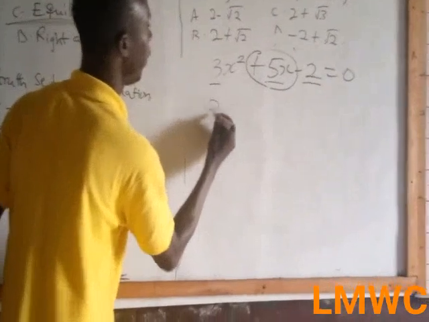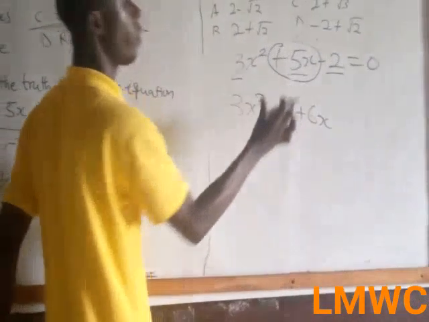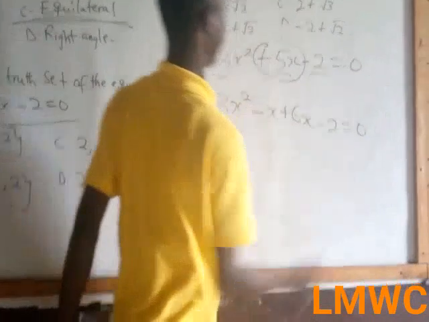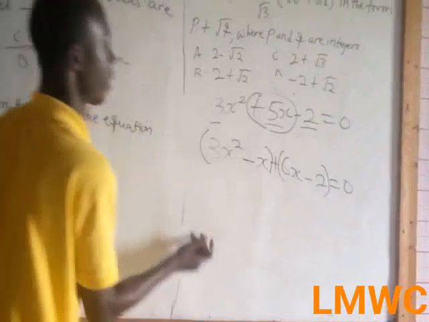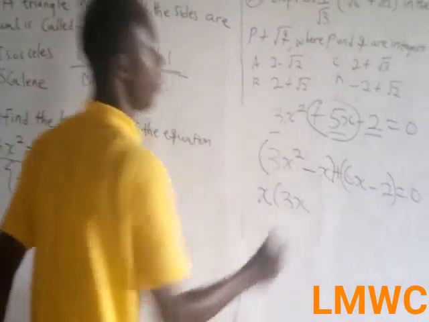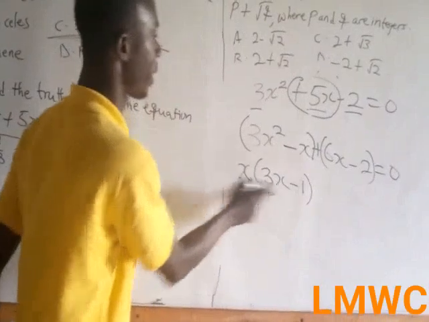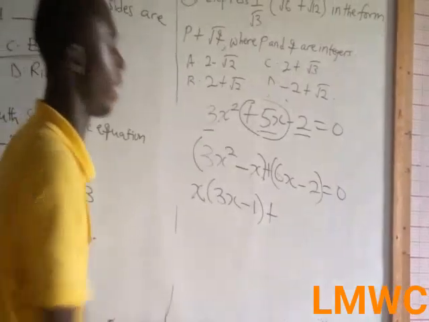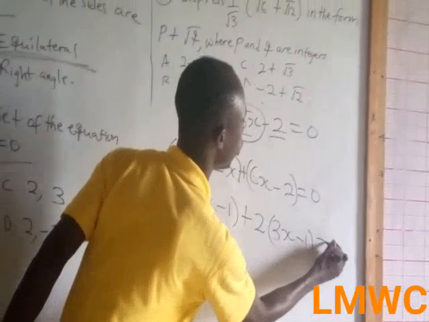So it becomes 3x squared minus x plus 6x. You add the variable in the middle to it. Minus 2 equal to 0. So you factorize. You group them. What is the common one here? It's x. 3x into bracket, because it's left with 1x, minus 1, because x times 1 will give you this x. Plus, what is the common factor? It's 2. 3x into bracket minus 1 equal to 0.